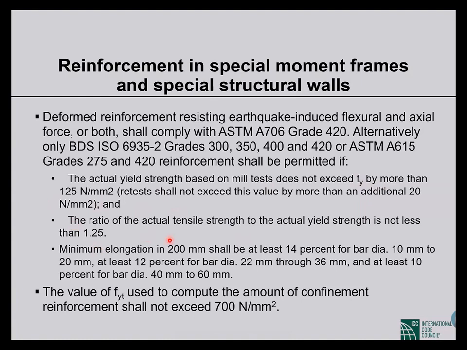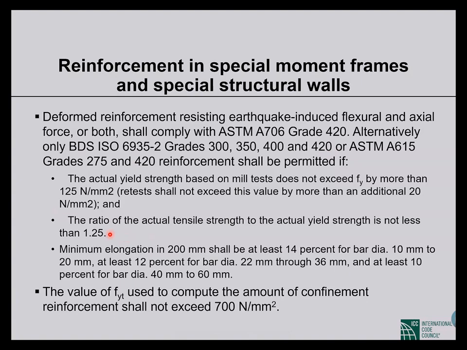The ratio of the actual tensile strength to the actual yield strength is not less than 1.25. That is ductility class D. We have shown that in BDS also there are four ductility classes. The T/Y ratio defines those ductility classes. If the T/Y ratio, that is ultimate strength or tensile strength divided by yield strength, is 1.25, that represents ductility class D. So we have to use, say, BDS ISO 6935 B420D WR bar.